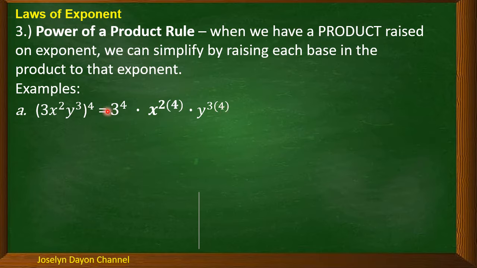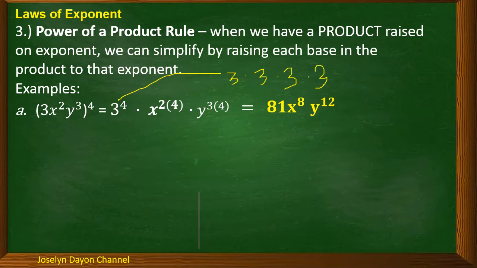So let's simplify. 3 to the power of 4 means we have to multiply 3 four times. So that is 3 times 3 is 9, times 3 is 27, times 3 is 81. So we'll have 81 here. And in here we have x, the variable x, copy, then 2 times 4 is 8.